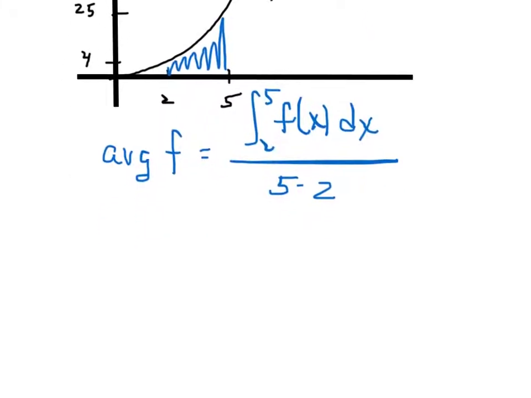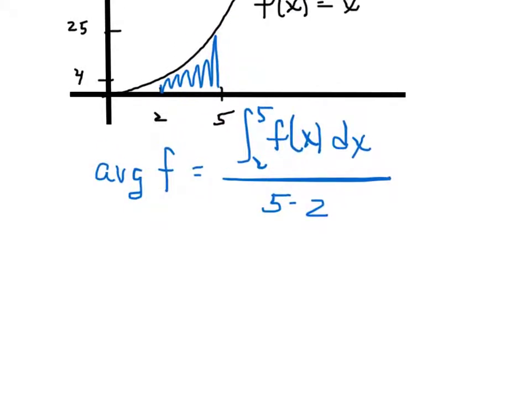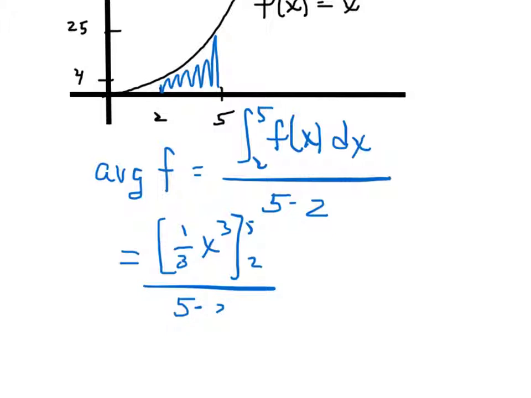I'm going to make some room, and let's go ahead and evaluate this. When you integrate the numerator, you get 1/3 x cubed. We're going to put in 5 and 2 and subtract, and then divide by the denominator. And when you evaluate that numerator, you end up with 39, and then we're dividing by 3. So the average value is 13.